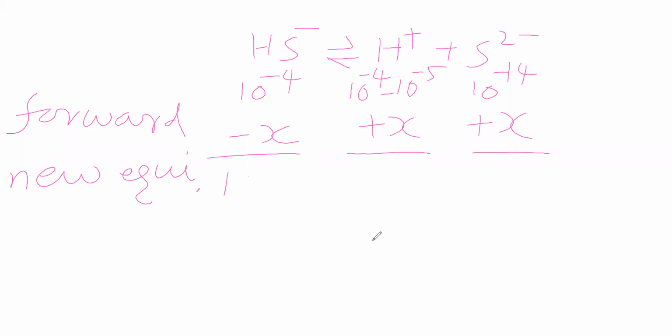In the new equilibrium, HS minus is 10 power minus 4 minus x. H plus is 10 power minus 4 minus 10 power minus 5 plus x. Sulfide S2 minus is 10 power minus 14 plus x. Now let us compare the concentration of sulfide in both cases. See the concentration of sulfide in the new equilibrium, that is 10 power minus 14 plus x.